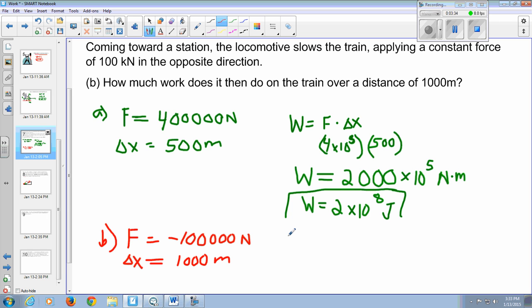And so work equals force times the distance or displacement. It's not at an angle. It's all acting in parallel along the horizontal. So our work is actually negative work: negative 1 times 10 to the 8th joules.